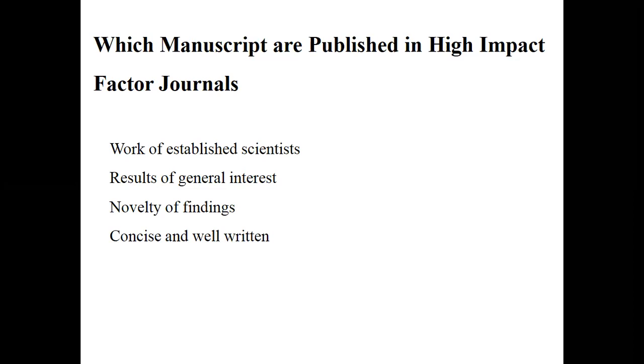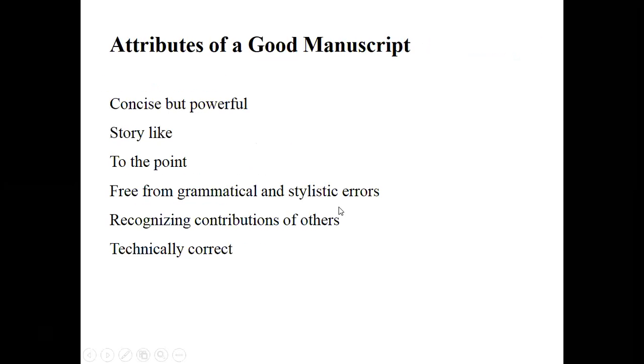Which manuscripts are published in high impact factor journals? This is the most important point: which type of manuscripts will hit the high impact journals. Work of established scientists usually goes there because they have established labs and everything established, so they can grab good data. Also results of general interest, novelty of findings, concise and well written.